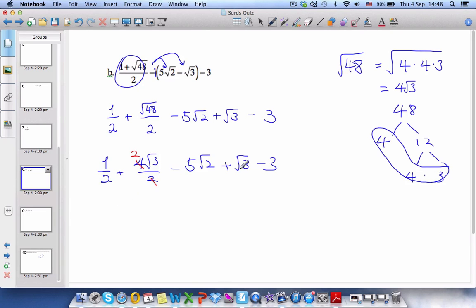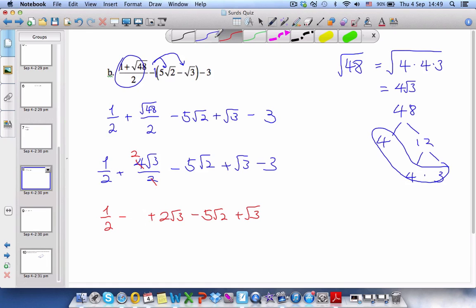Okay, so let me put the constants together. So 1/2 minus 3 here, 1/2 minus 3. Okay, and then here's plus 2 root 3 minus 5 root 2 plus root 3. Okay, and that is going to be 1/2, and then instead of 3, I am going to write 6 over 2. That way our denominator is the same. So negative 5 over 2. Okay, so 1/2 minus 6 over 2 is negative 5 over 2 plus, or here's 2 root 3 minus 5 root 2 plus root 3.